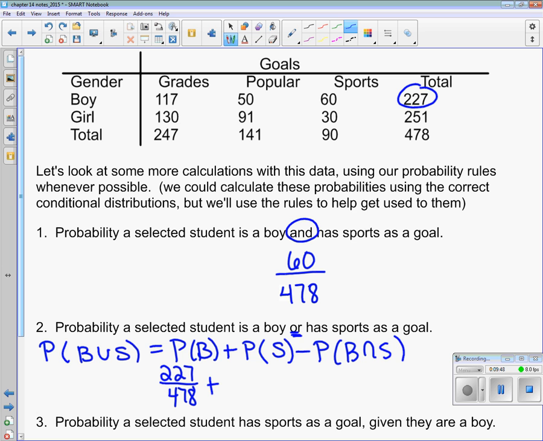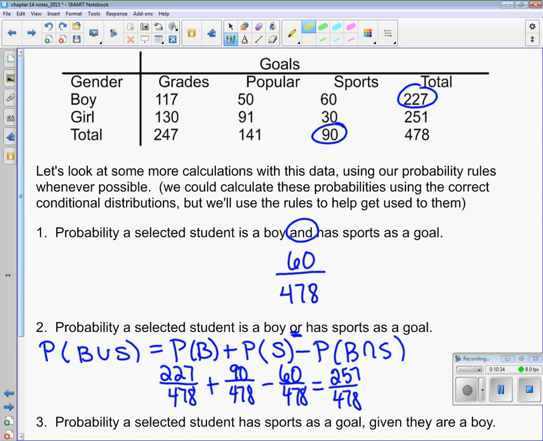Plus probability of sports, 90 out of 478, minus 60 out of 478. Isn't that where the and is, for the two intersect? They're all over the same denominator, so I can just simply combine the numerators. 227 plus 90 minus 60 looks like it's 257, right? And you can reduce that or write it as a whatever.